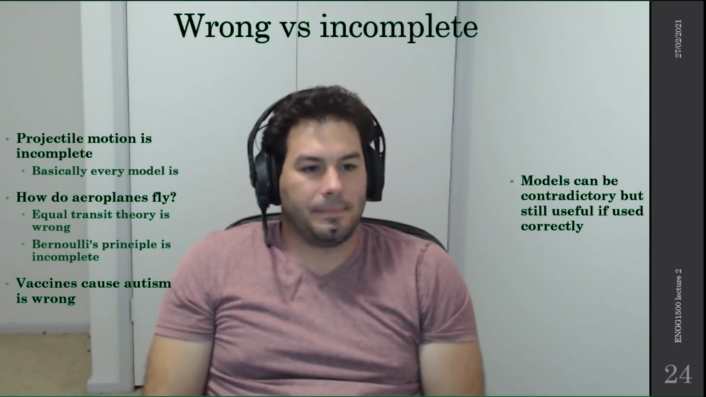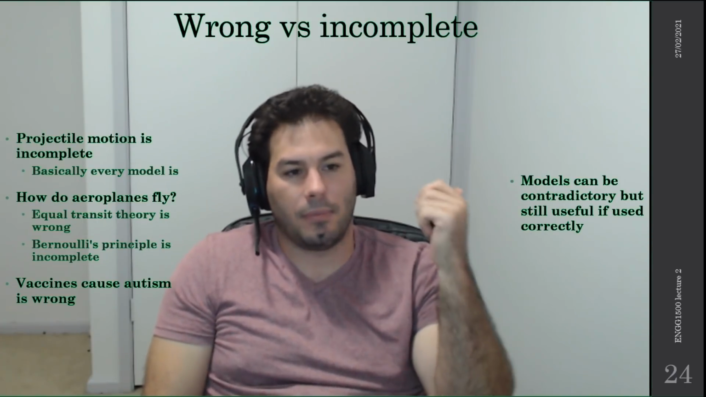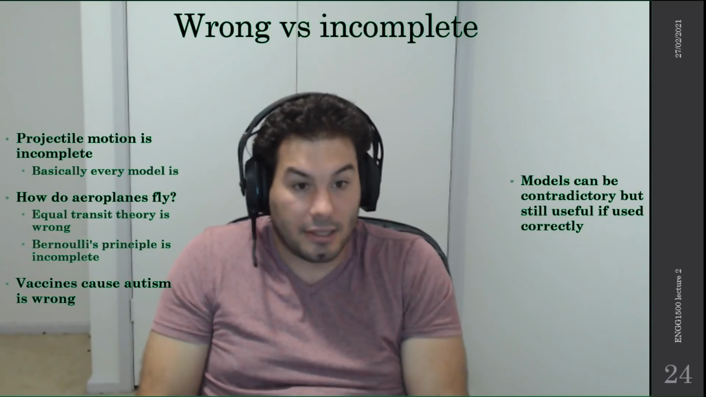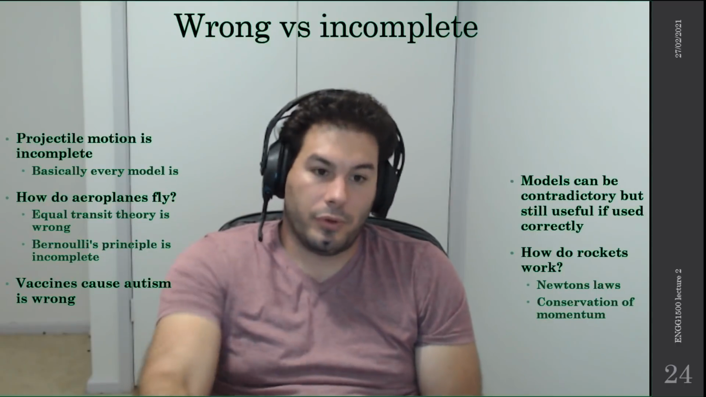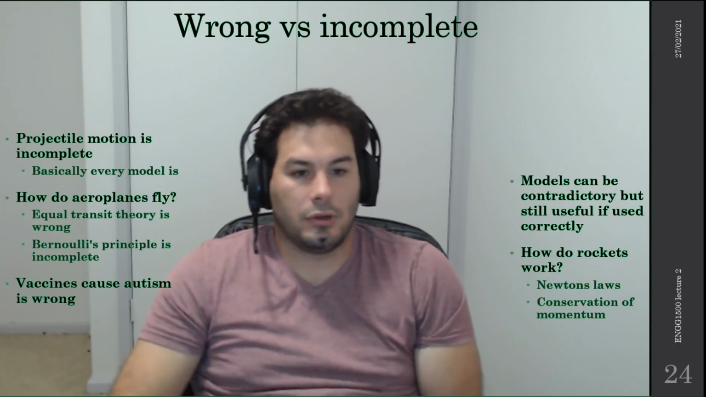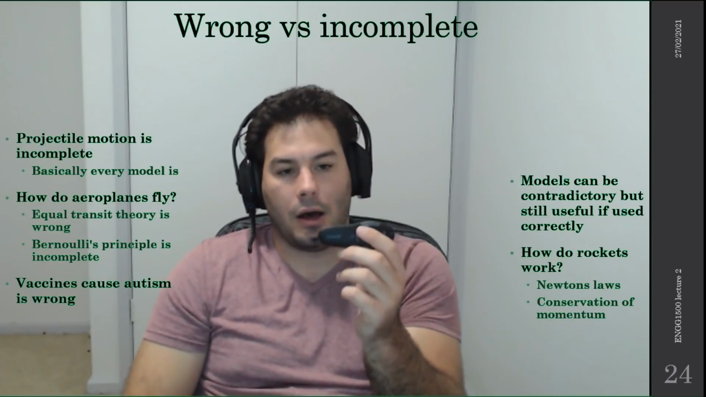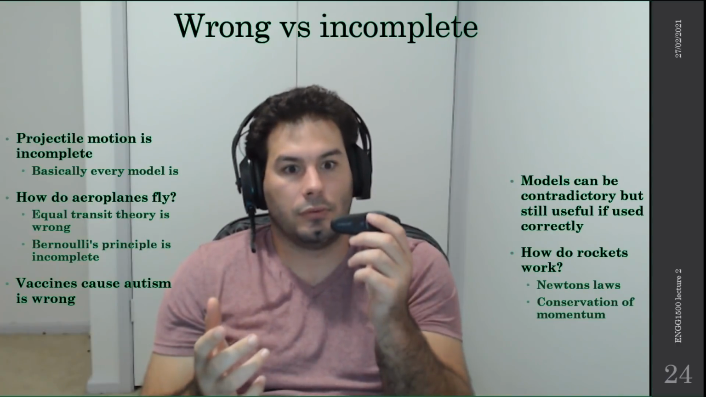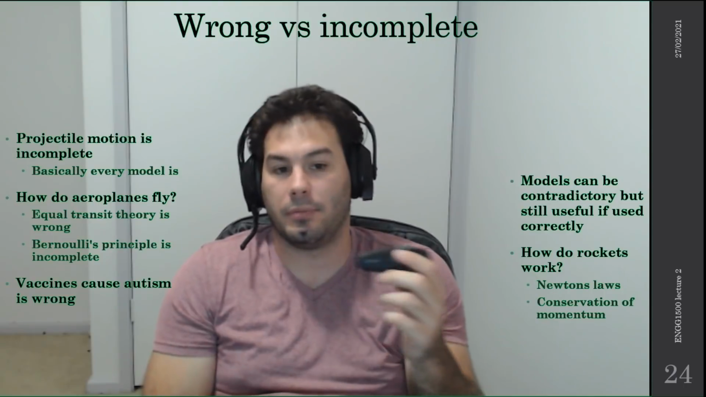Wrong versus incomplete. Yeah, this is when I said it was going to come up. Models being contradictory and still useful. That can totally be a thing, depending on your scenario. There's a good one with rockets. So you can look at how a rocket works, how a rocket flies, via Newton's laws of motion, which should be possible, but is incredibly difficult.